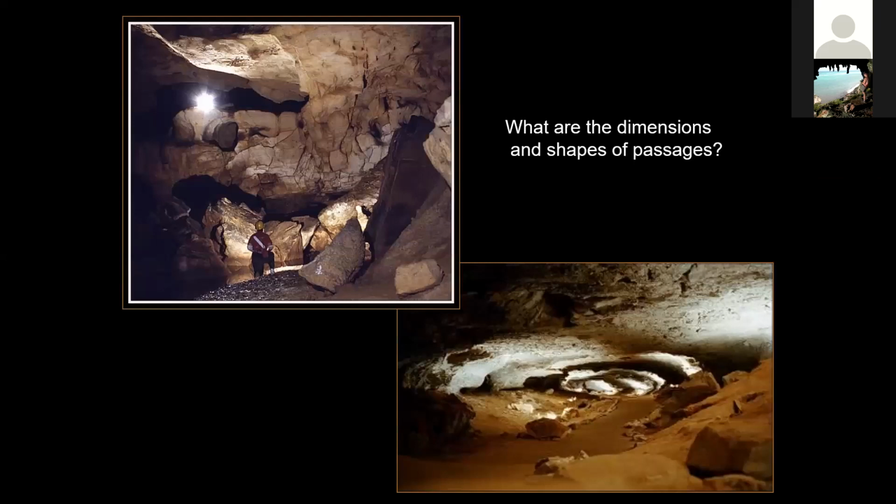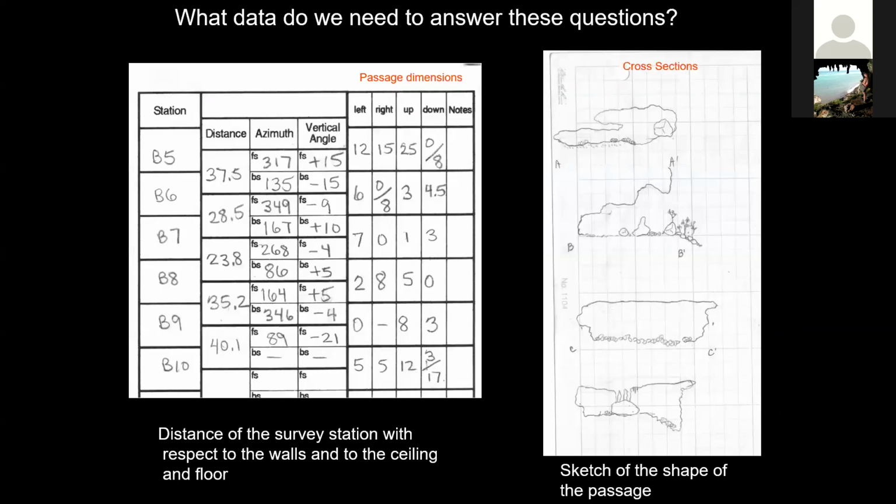So not only do we want to know where the cave goes, how long it is, what the deal is about it, we want to know what the dimensions of the cave are and what the shape of the cave passages is, because those are important. Even if you're not a science geek, even if you're not a geology geek, as a cave explorer, knowing a little bit about the geology of your cave is only going to help you find more. So what do we need to answer those questions?